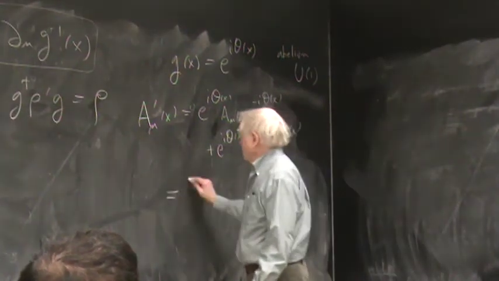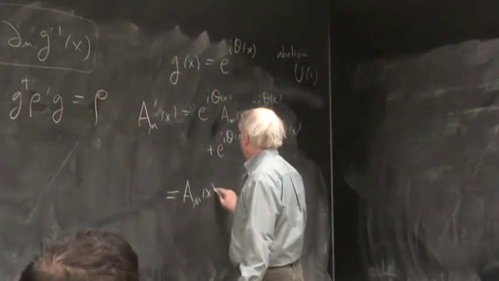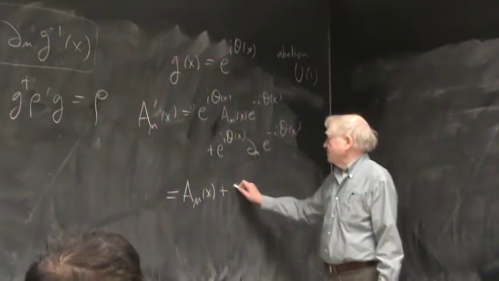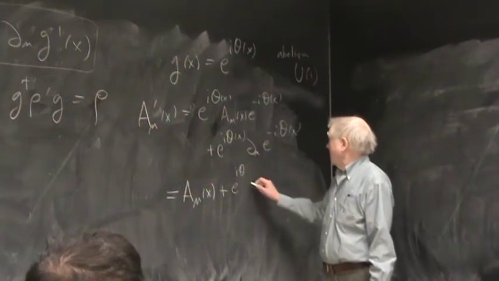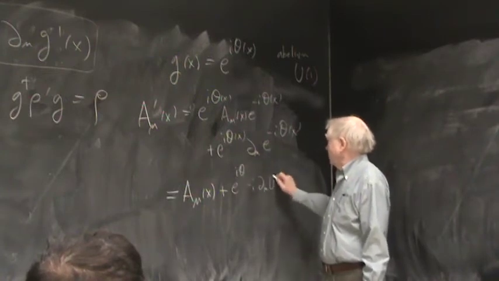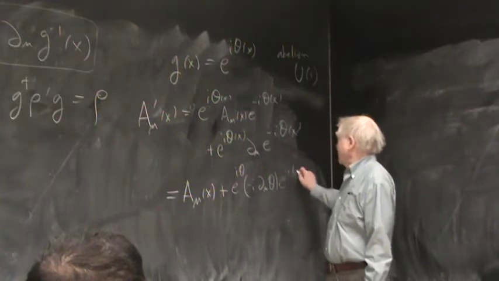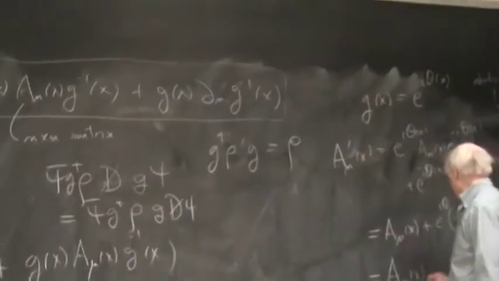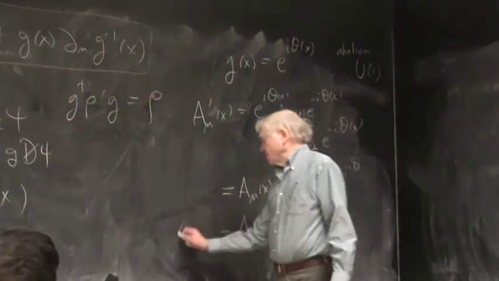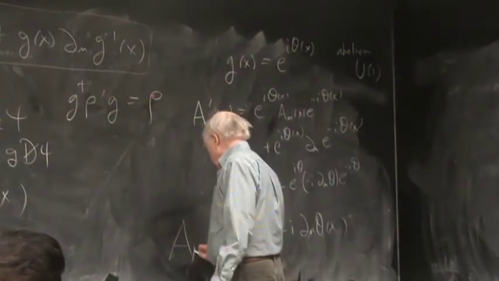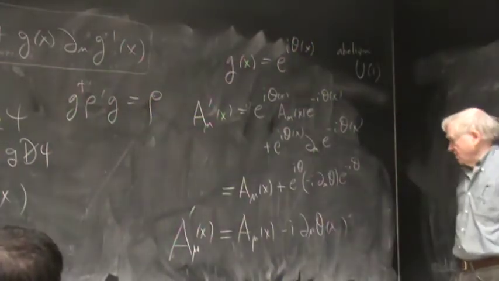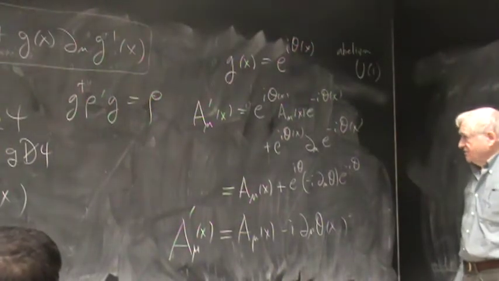So this is equal then to A_μ(x) plus, now the derivative of this would be e^{iθ}, minus i ∂_μθ e^{-iθ}, and so this is just A_μ(x) minus i ∂_μθ(x). So this is A'_μ(x). So this is how an abelian gauge field transforms.